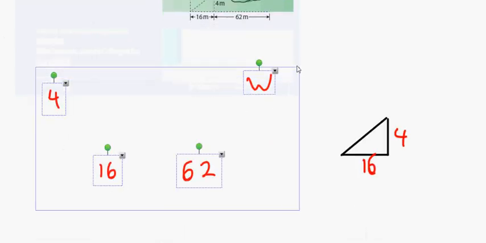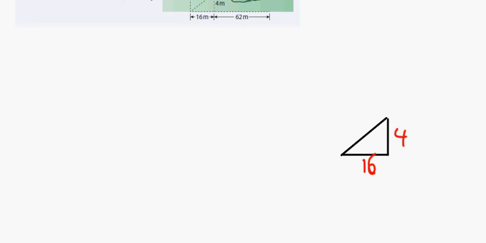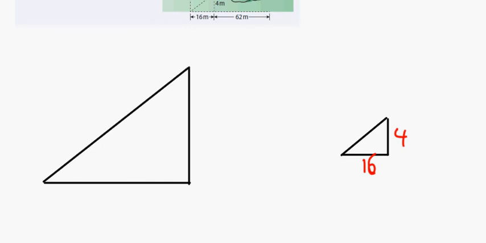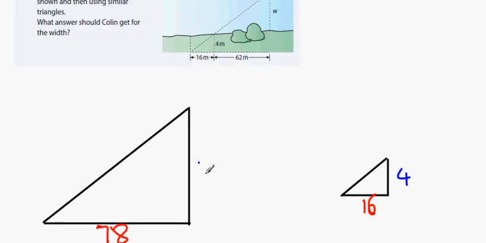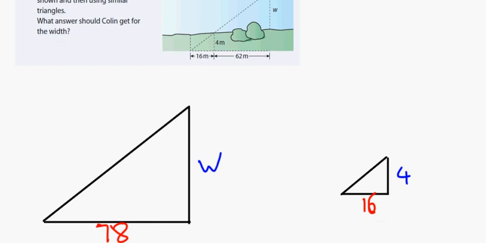Okay, so the large triangle is this part here, and 16 plus 62 is 88, or sorry 78, excuse me. 78 meters is equivalent to the 16, and 4 meters, which is the size of the small triangle, is equivalent to the W. Okay, so that's what we know.